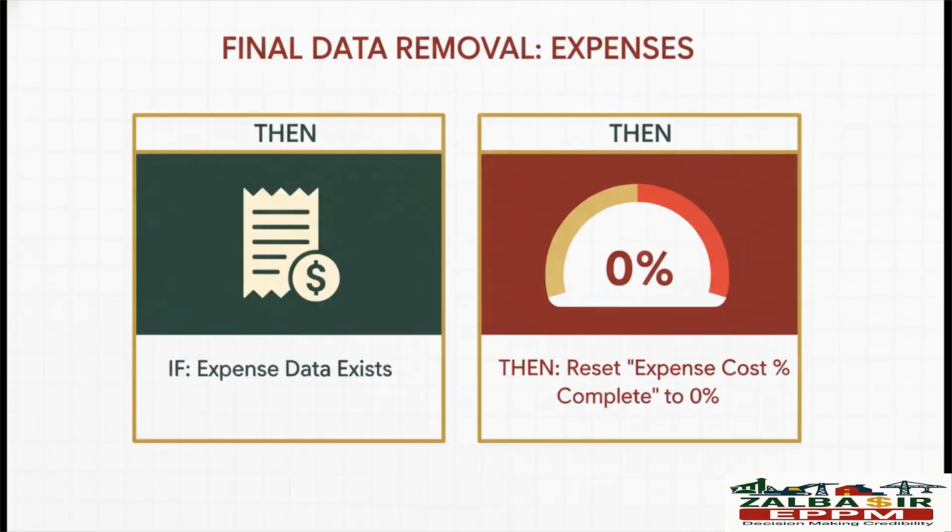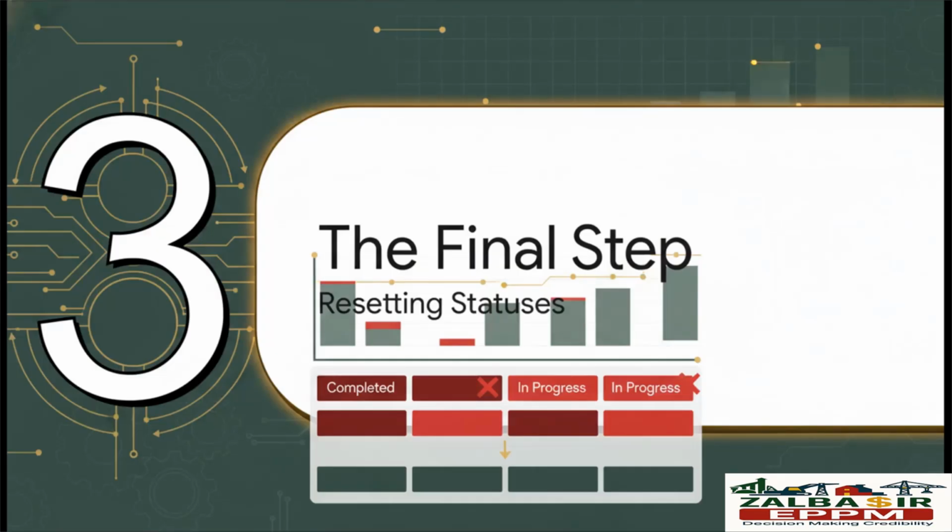Okay, on to the final data removal step. And this one has a little twist. For project expenses, we don't zero out a cost field directly. Instead, we create a rule to set the expense cost % complete to 0. This has the exact same effect of removing all recorded progress for our expenses. All right, so all the numbers are gone. The units, the costs, the expenses, all zeroed out. But the activities themselves are still marked as in progress or completed. Now comes the most clever part of this whole process, resetting every single one of them.